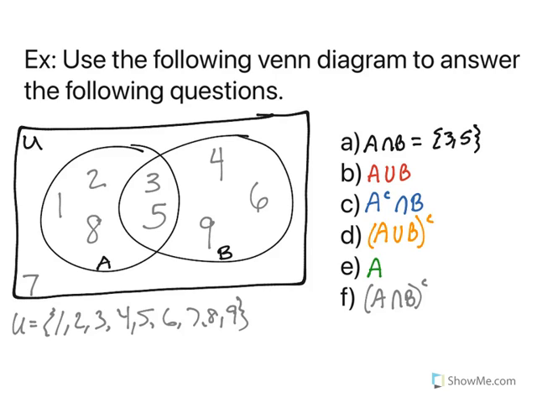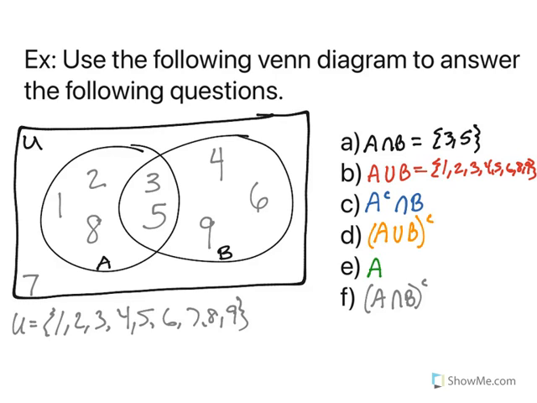Now when I go to letter B, over here on the right, we have A or B. A or B is everything in A or B, and that's basically everything except 7. So 1, 2, 3, 4, 5, 6, 8, and 9, because the element 7 is in the universal set, but it does not exist in A or B.